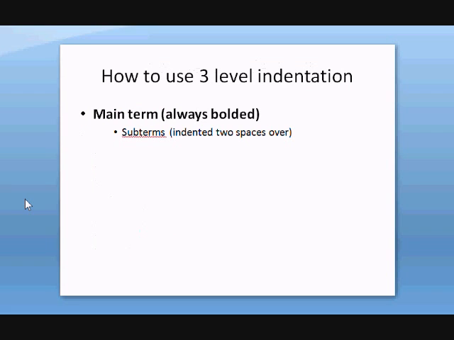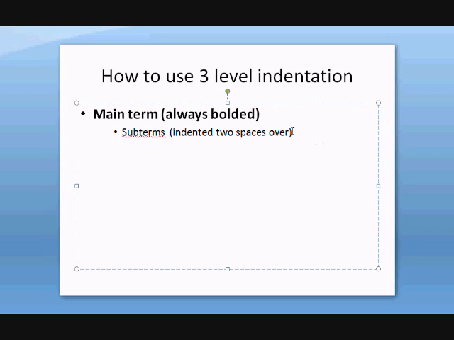Now, your main term is always going to be bolded. That's how it works. The main term is always bolded, and then your subterms are not bolded, but they're indented over to the right. If there's an additional subterm, let's say a subclassification term, then it will be indented further to the right. And if there was another one, it will be indented even further to the right, and so on and so forth. That's how it works. So your main term is what you're looking for, and it's what you should look under. So for instance, let's say we're looking for pyogenic arthritis.